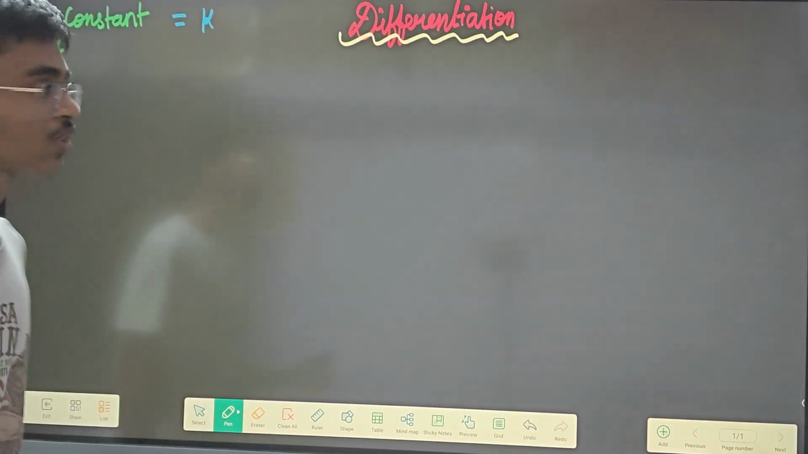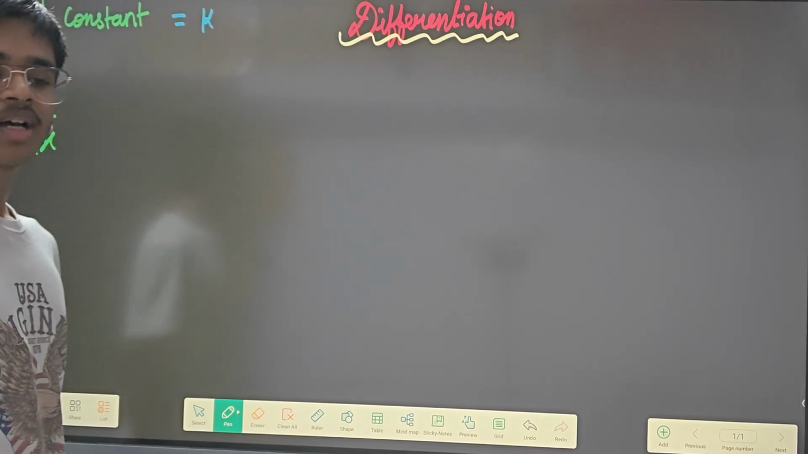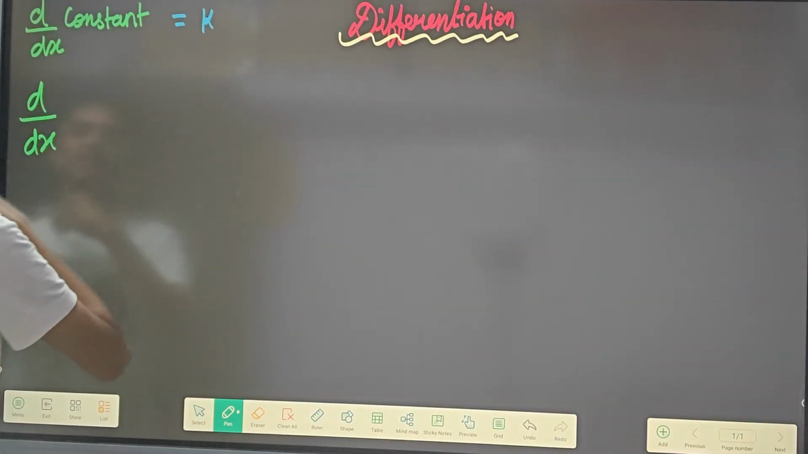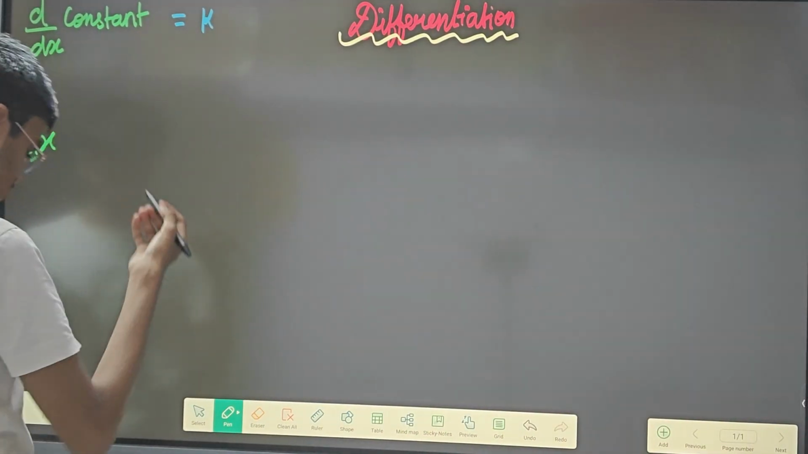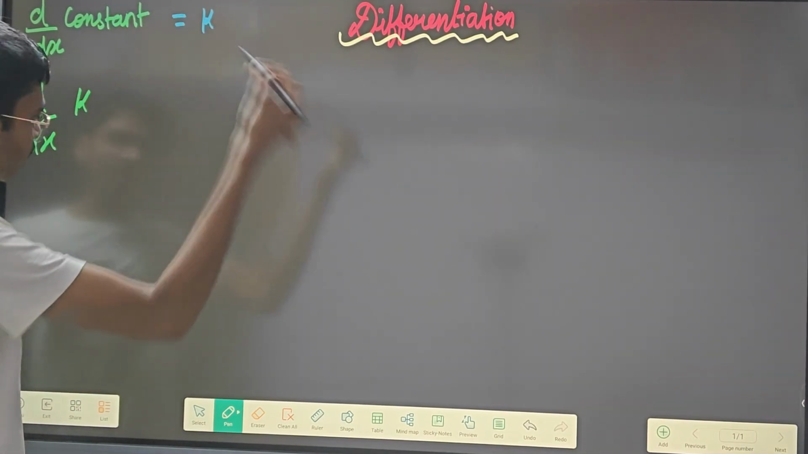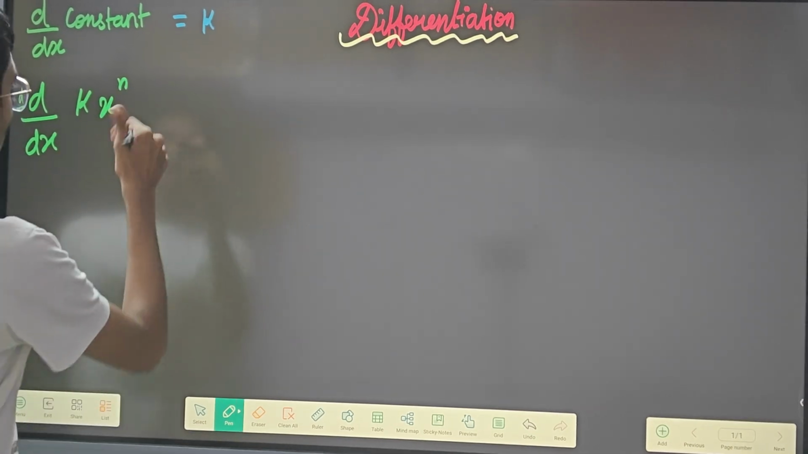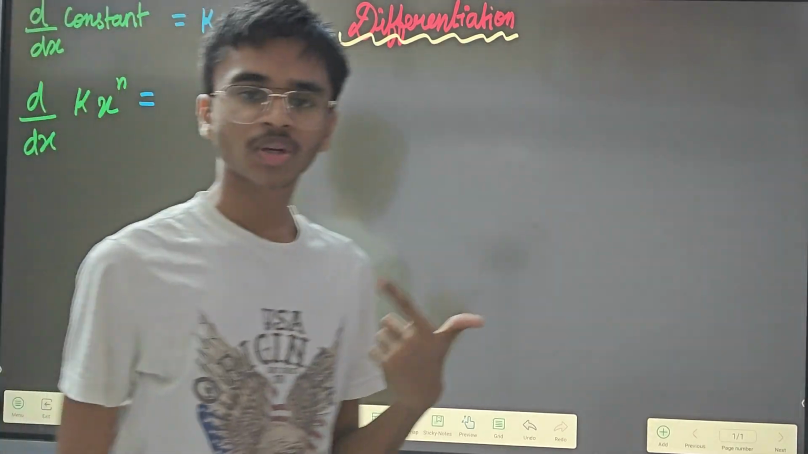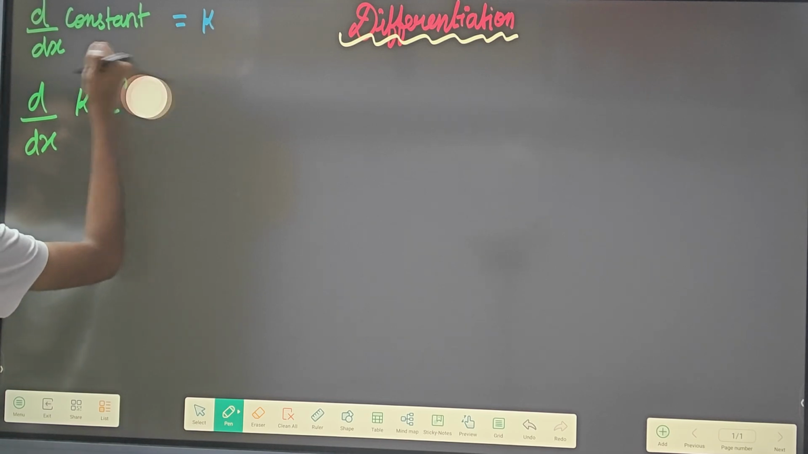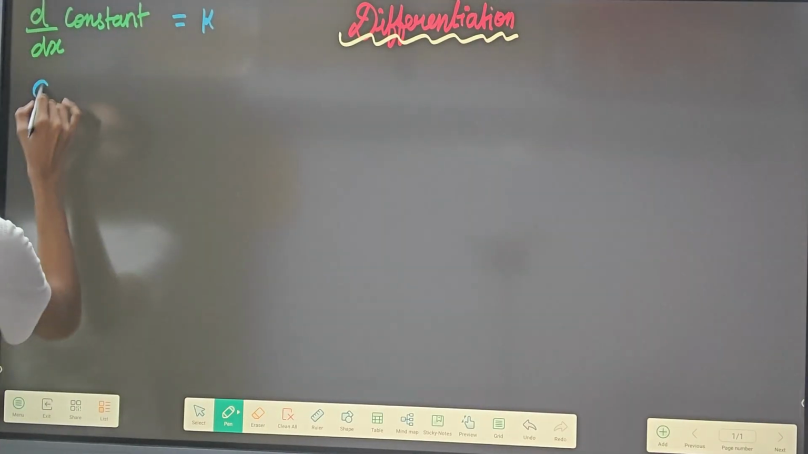Then the second differentiation rule is d by dx of a constant into a variable, where we can keep the constant as k. The variable can be x to the power of n. Before this, I will tell you the differentiation of this, which is actually a theorem, and in that theorem we will discuss it. So now we will come to this.